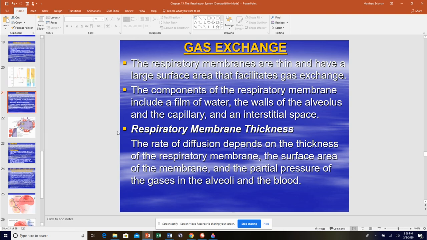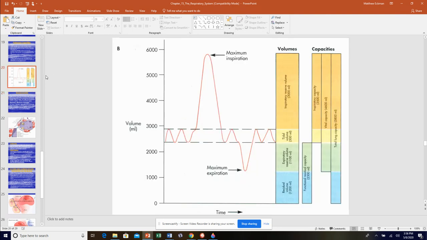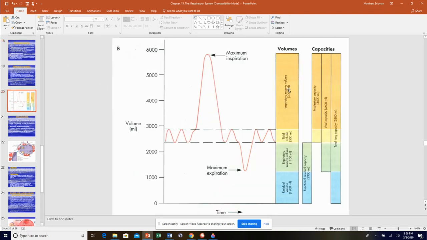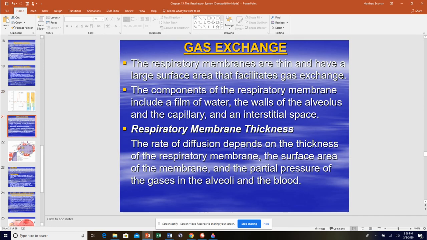We're going to hit part two of the respiratory system. This will set you up for the second quiz. And we're going to start here where we left off. Last place we left off, we talked about our ventilation capacities, our volumes with our inspiratory reserve, tidal, expiratory, and residual. Now we're going to jump into gas exchange.